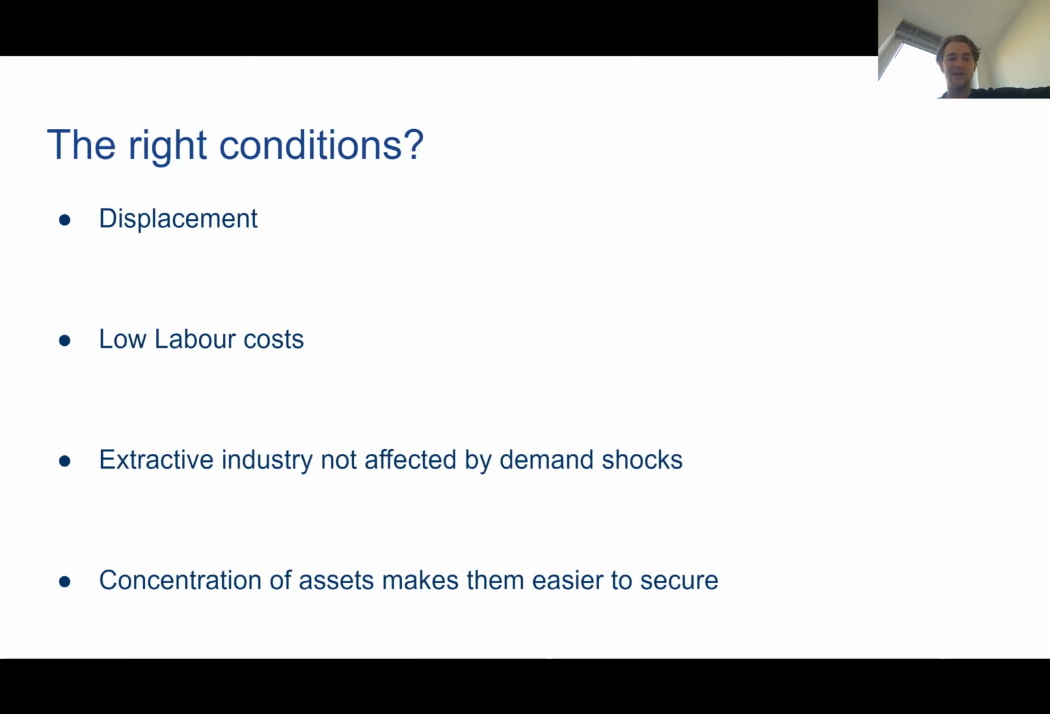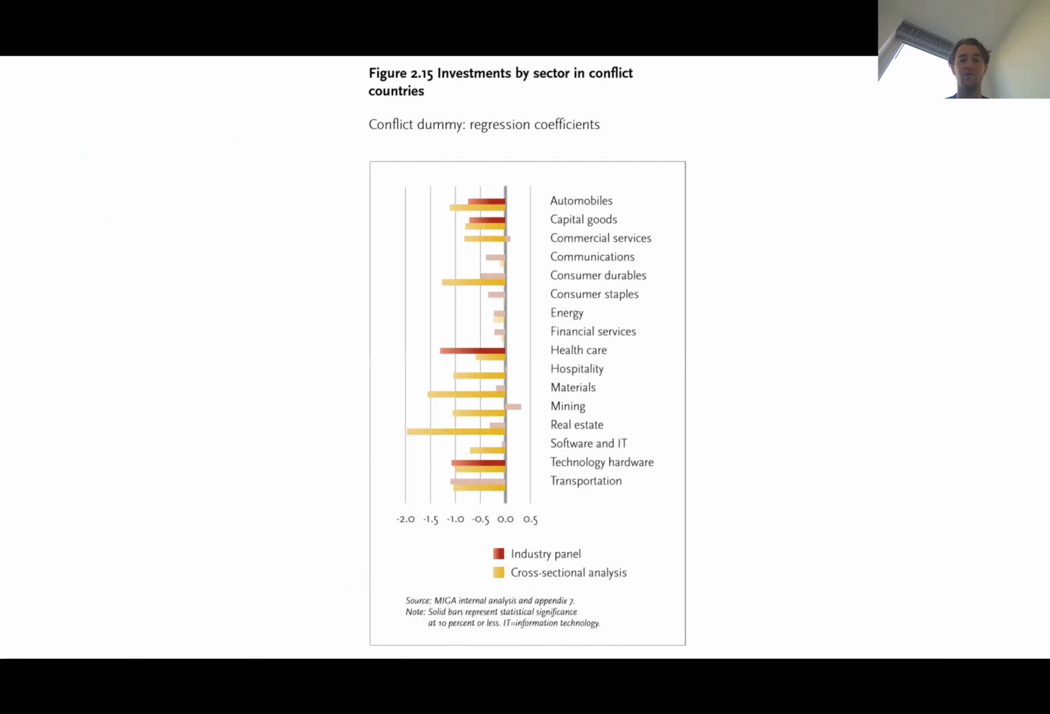And then to add to that, the extractive industry is not affected by big demand shocks, and the concentration of assets in the primary sector make them easier to secure. So these are other factors for explaining why we saw an increase of FDI into the DRC, potentially explaining why we saw an increase of FDI into the DRC during the Second Congo War.